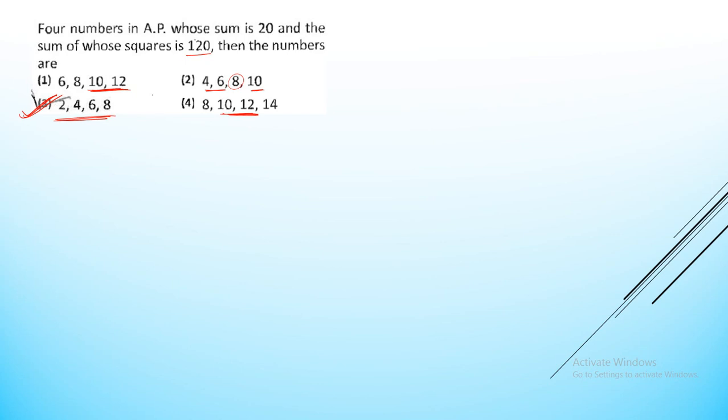Okay, suppose other than these options, if any other alternative is given, then how to find it? So here, since he is saying it is in AP and there are 4 terms.